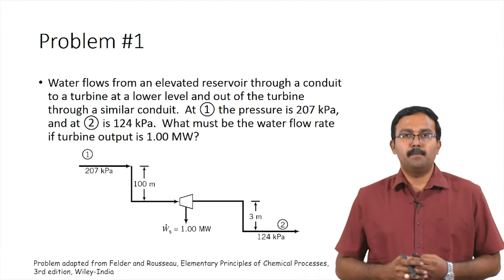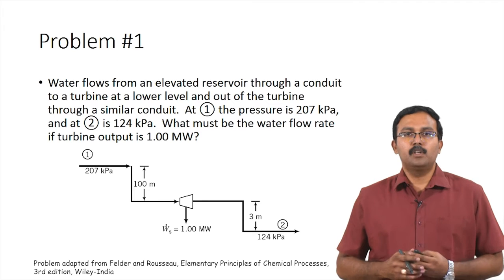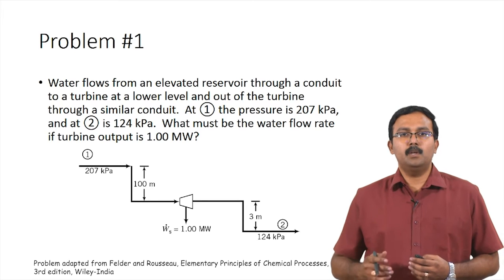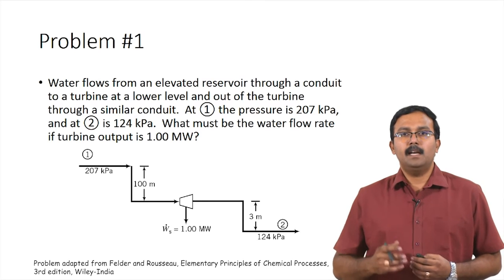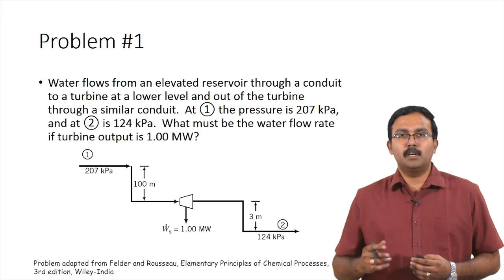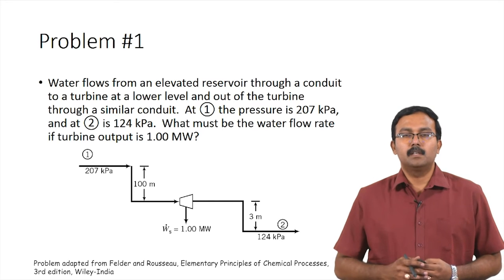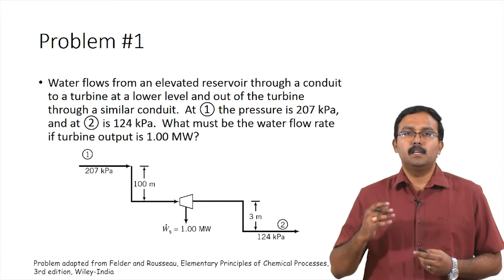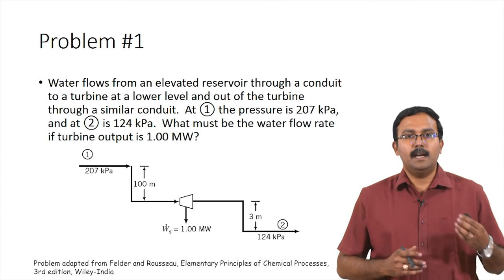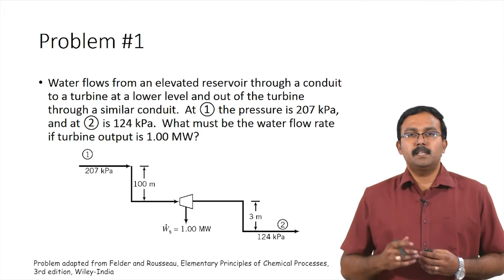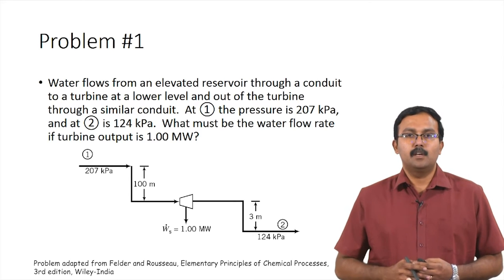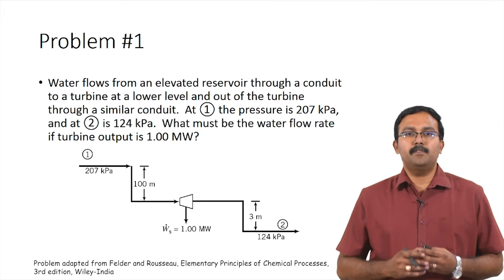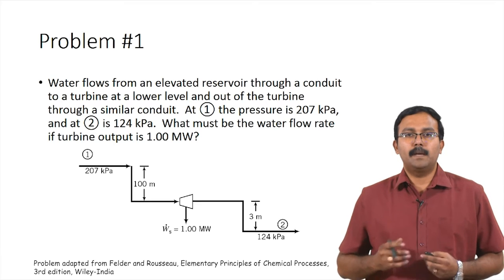Let us first start with the first problem. Here is the first example problem. Water flows from an elevated reservoir through a conduit to a turbine at a lower level and out of the turbine through a similar conduit. At point 1, the pressure is 207 kilopascals, and at point 2, the pressure is 124 kilopascals. What must be the water flow rate if turbine output is 1 megawatt?